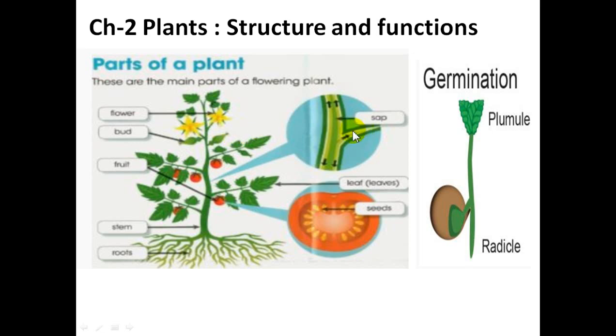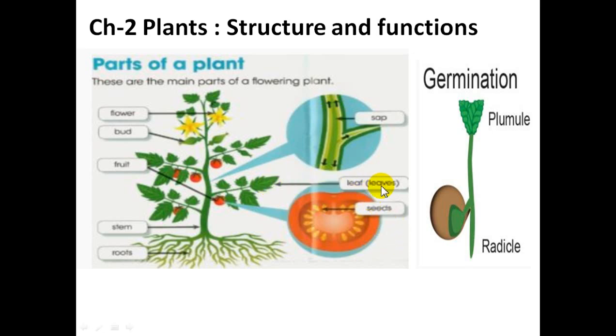Now, a few new terms I'm going to introduce to you. That this you will see sap. So might be some of you are not aware of this. What is sap? So, sap is nothing, it's a hollow tube which is present inside the stem. Okay, the hollow tube which is present inside the stem is known as sap. So, through this only water and minerals used to transfer.